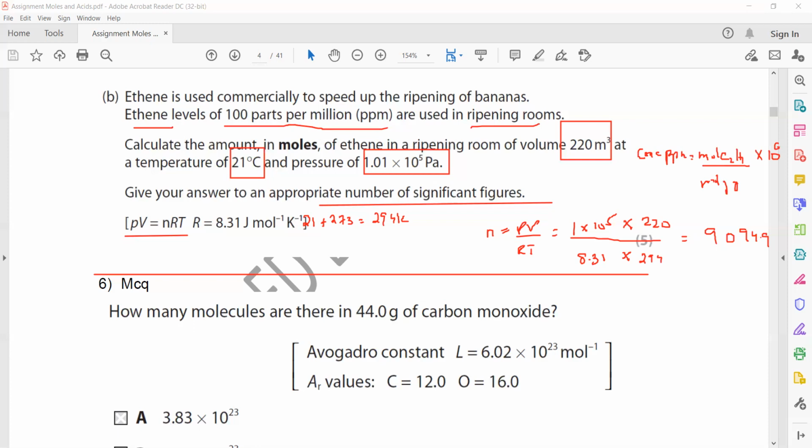Concentration is given for ethene, which is 100. Moles of a gas we've already worked out, that is 9094.9. So we have this value, concentration is there, and we can find the moles for ethene. Is it clear?